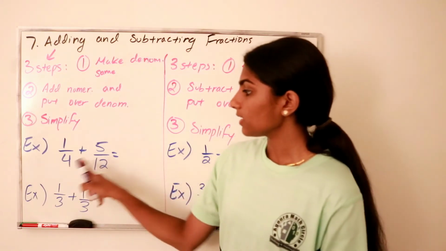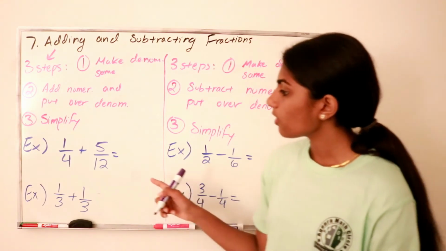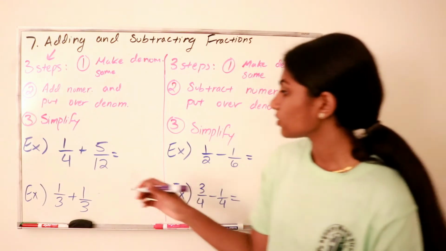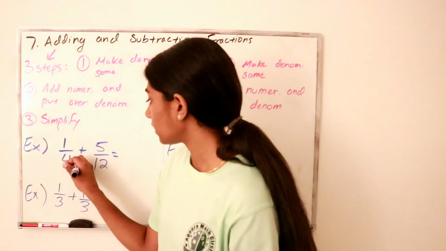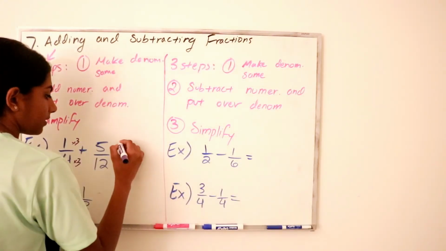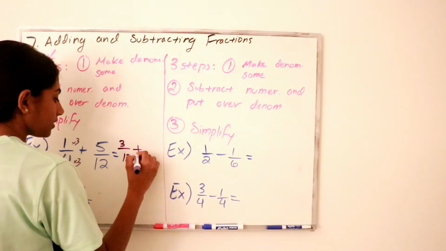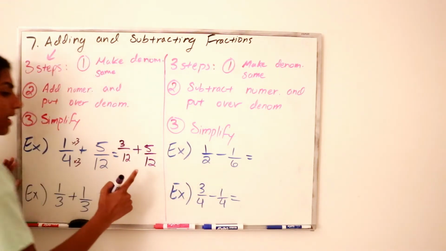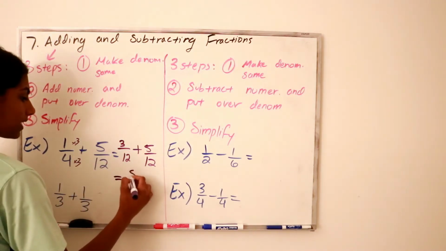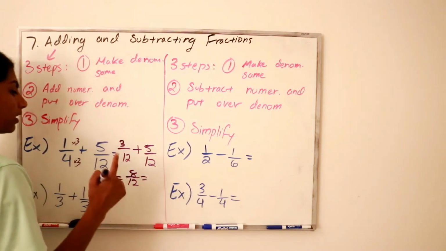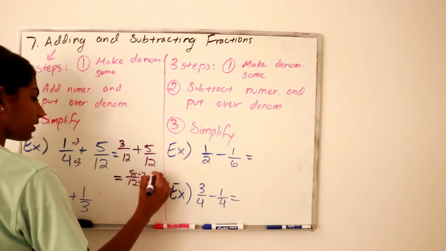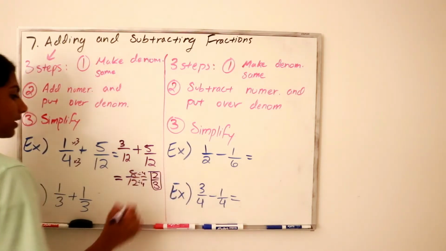So first thing we're going to do is make the denominators the same. So I know that a least common multiple between 4 and 12 is 12. So all I have to do is multiply 4 by 3 and 1 by 3, and I'll get 12 as a denominator. So let me rewrite this as 3 over 12 plus 5 over 12. And now that the denominators are the same, I just have to add the numerators up and get the final answer. So that's 8 over 12, and then I need to simplify. So what can I divide this by? 4. Divide this by 4, and I'll get 2 over 3. And 2 over 3 is my final answer.